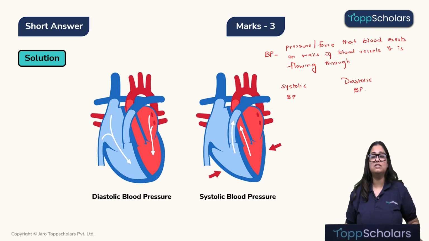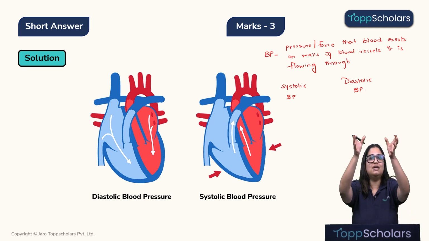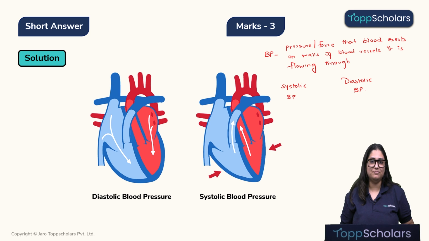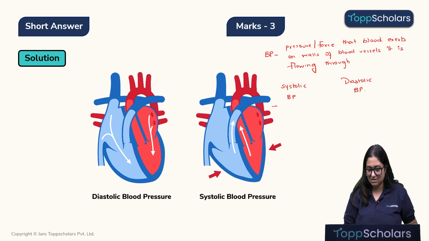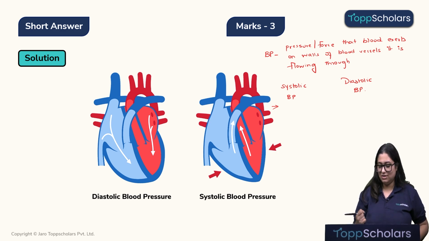Now, let's look at the difference between the two. Children, the blood is flowing through the blood vessels because the heart is contracting and pumping it outwards. We all know that the heart contracts and pumps the blood outside into the blood vessel. So, the pressure which is generated when the heart contracts and pumps the blood out is known as the systolic pressure. Okay, so the pressure that is generated by the contraction of the heart is known as the systolic blood pressure, and it is of the higher value, that is 120 mmHg.